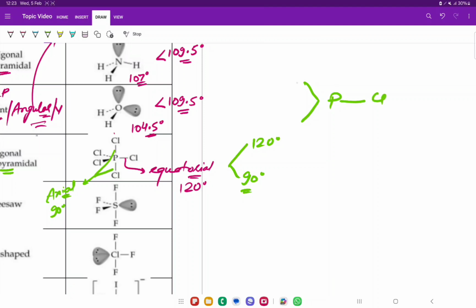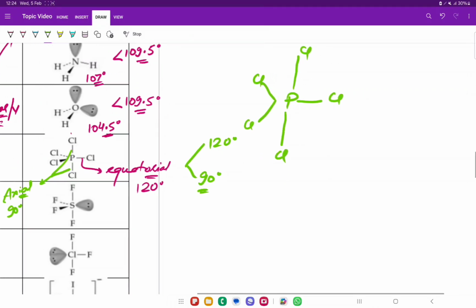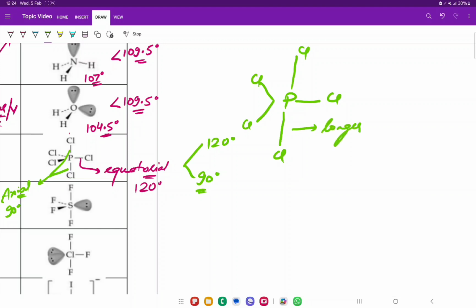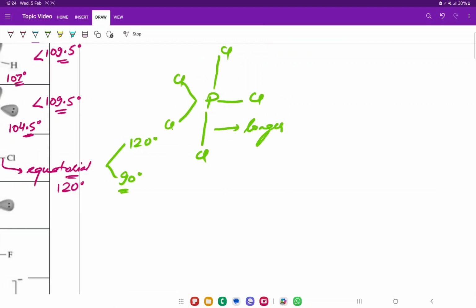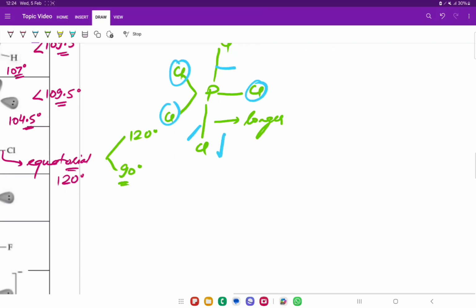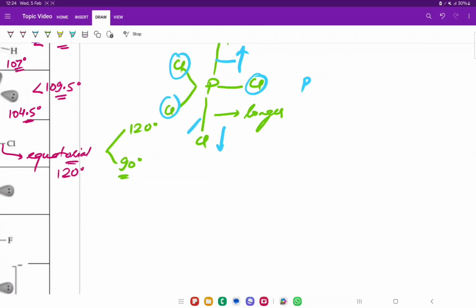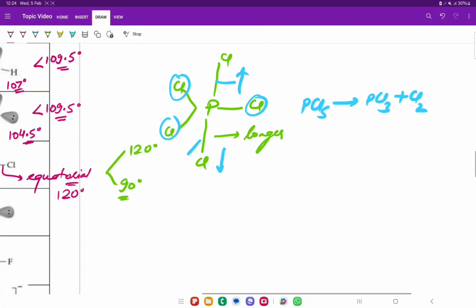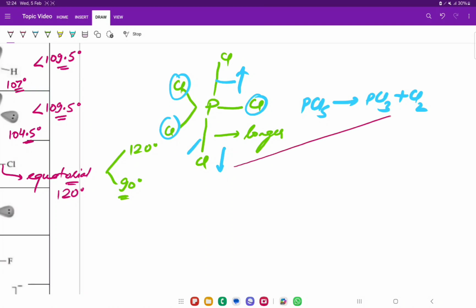Now in PCl5, one more question comes. These three equatorial bonds are shorter, and these two axial bonds are longer. Why? Because the two axial bonds are repelled by the three electron clouds of the equatorial bonds. Hence, they move away from the central atom and thus become longer. Thus, they can ask you, why does PCl5 easily dissociate to form PCl3 and Cl2? The reason is that the two axial bonds are weaker and they easily dissociate and convert into chlorine.